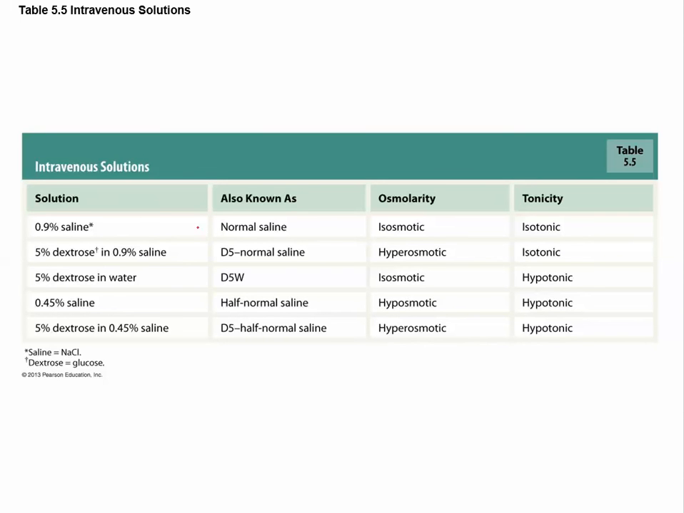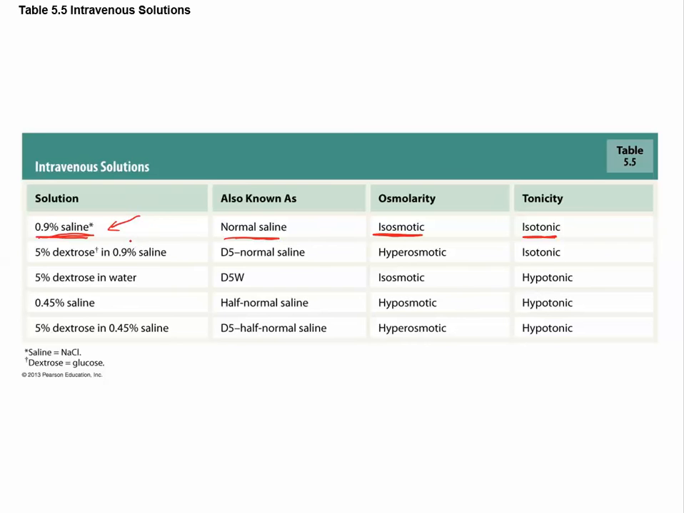So let's look at some of these now, because this is what's going to be important, and hopefully you'll learn it again in another class, but this is where you're learning it here. If we have 0.9% saline, also known as normal saline, it's isoosmotic and it's isotonic. This is the concentration of particles inside and outside your cells.